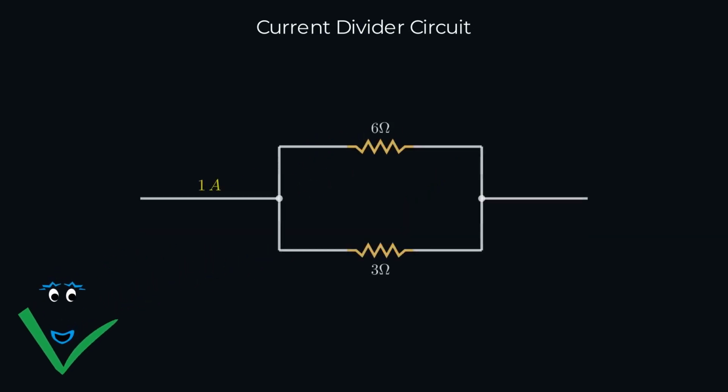Imagine a scenario where you have a current of 1 amp entering a junction in a circuit. At that junction, the current suddenly has two possible paths. One path contains a 6 ohm resistor, and the other path contains a 3 ohm resistor. Now the question is, how does the current decide how much should go through each path?